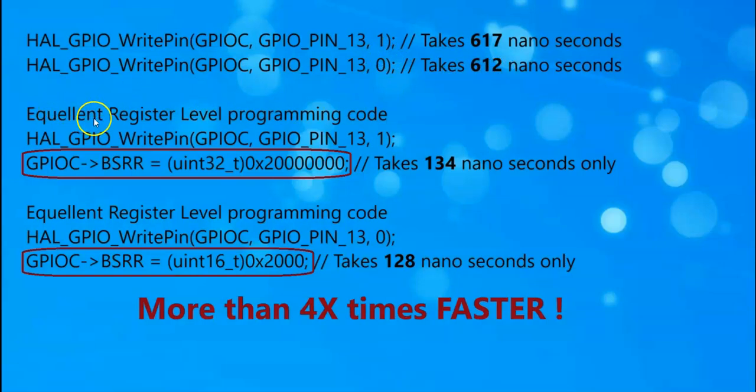The register level programming to write pin PC13 is here. This is the code. It takes only 134 nanosecond. Similarly, writing 0, the code is here. It takes only 128 nanosecond. It is more than 4 times faster.